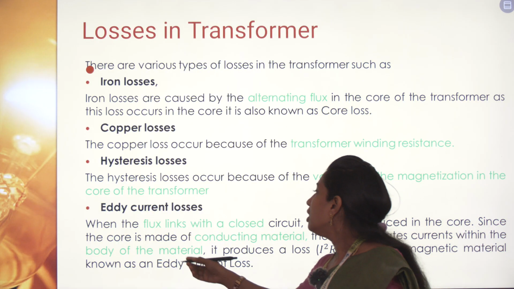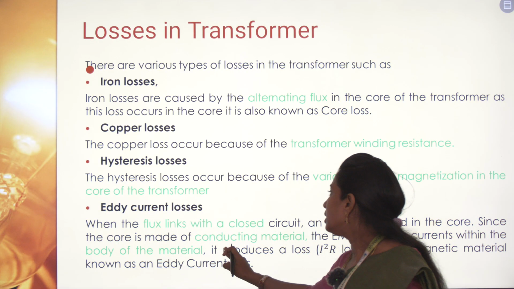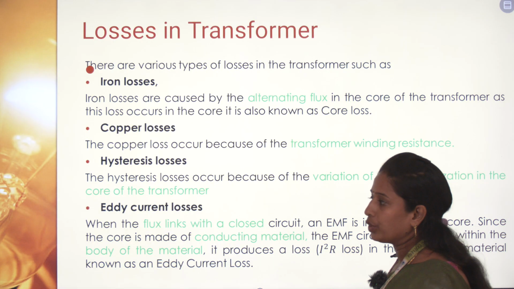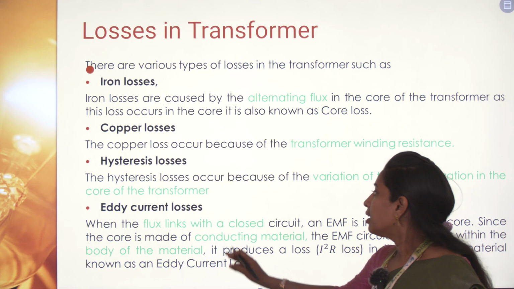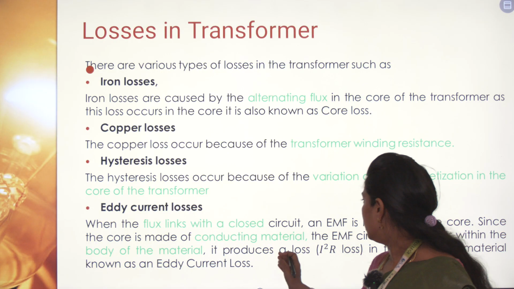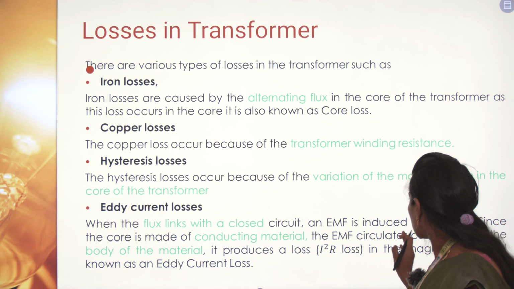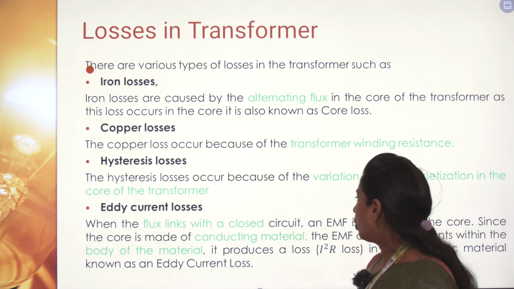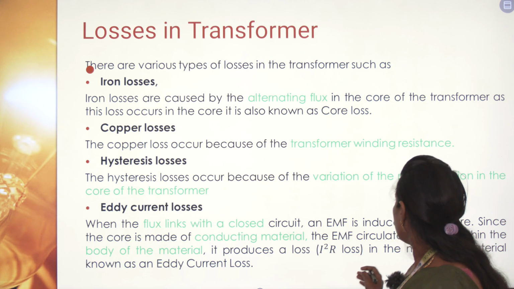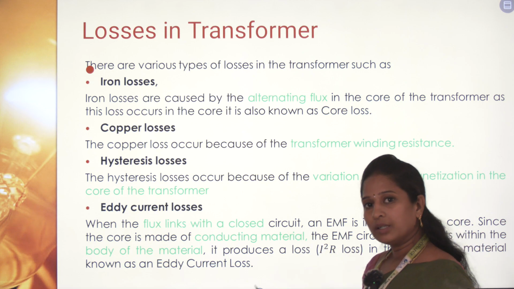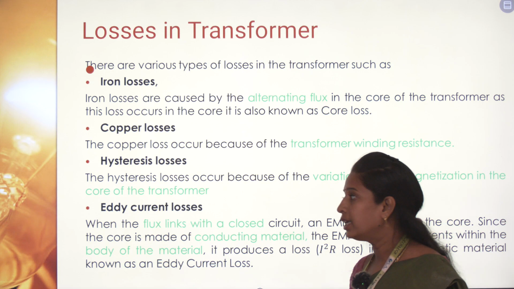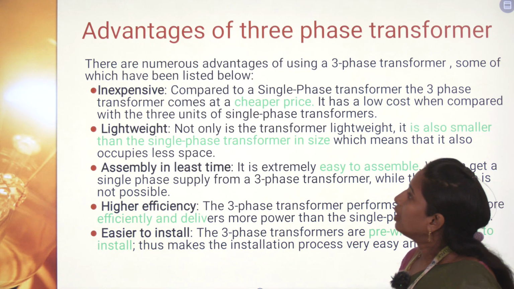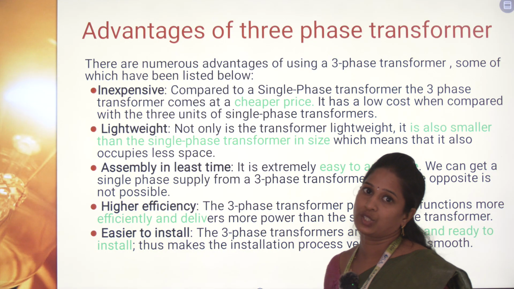When the flux links with the closed circuit, an EMF is induced in the core. Since the core is made up of conducting material, the EMF circulates currents within the body of the material, so it produces a loss in the magnetic circuit, which is also known as the eddy current losses. So then, what are the advantages of a three-phase transformer?